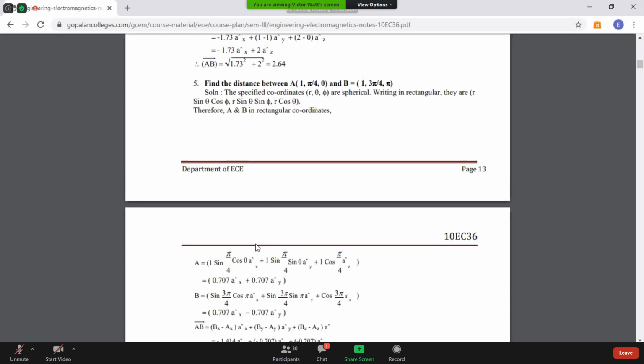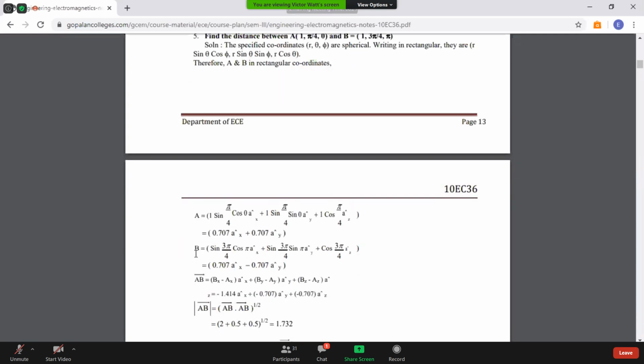So you do your conversion for x, y, and z for both vector A and vector B, which would work out to this and this.